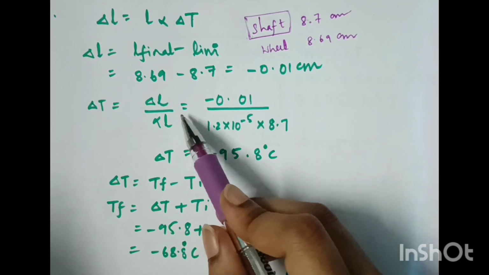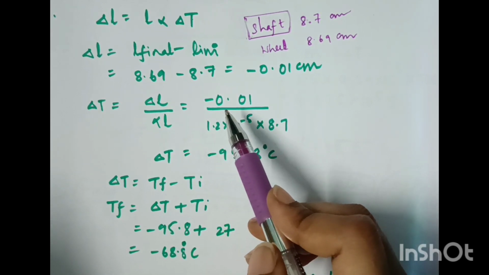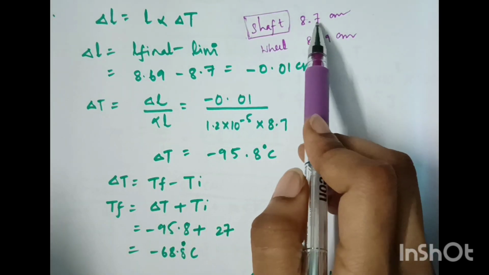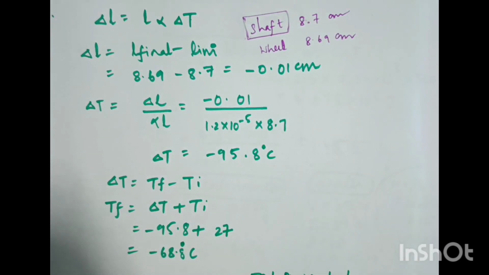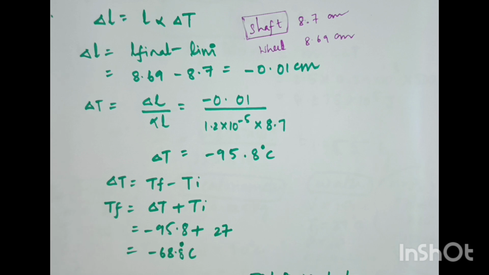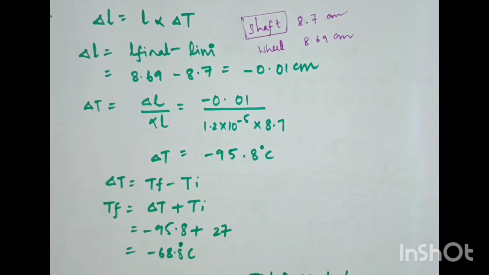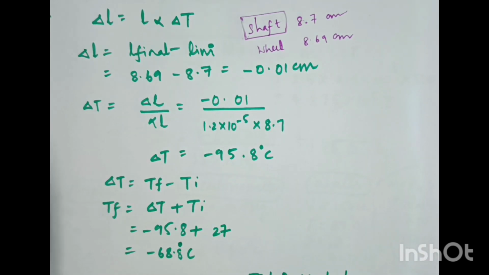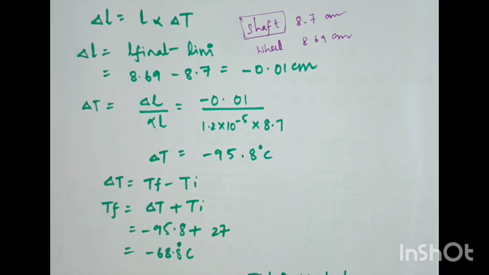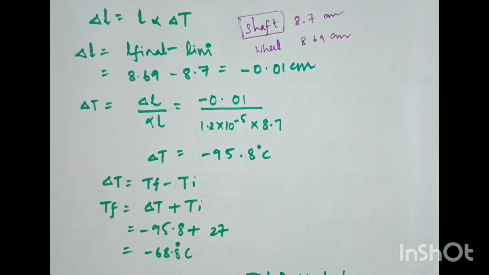Into what is the original length? Again, it is for the shaft, so the original length was 8.7 centimeter. So you have to consider 8.7 centimeter. So delta T equals minus 95.8 degrees Celsius. This is the value of the change in temperature. Delta T is nothing but T final minus T initial. Everywhere, change means T final minus T initial only.